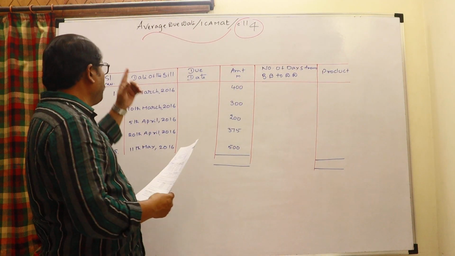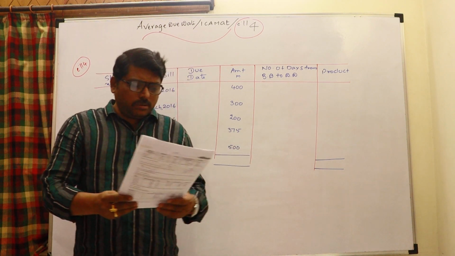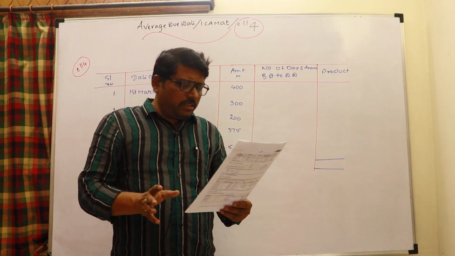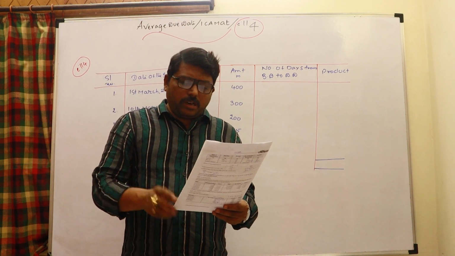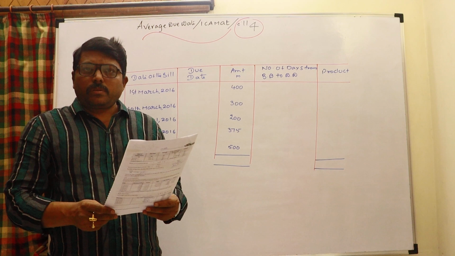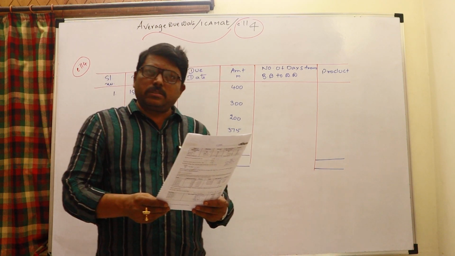Hi friends, today we will discuss average due date from ICAI Study Material, Illustration 4. Even here there are 5 bills, with the date of the bill drawn and the duration of the bill given. By adding the duration and 3 grace days, you can find out the due dates.